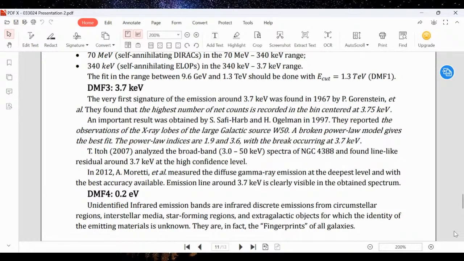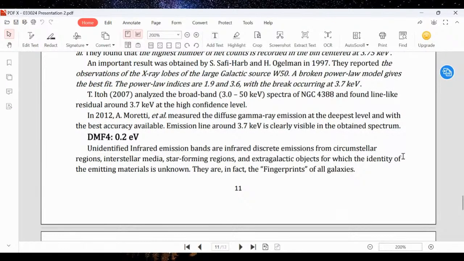Ito analyzed the broadband 3 to 550 kiloelectron volt spectra of NGC 4388 and found a line-like residual around 3.7 kiloelectron volts at the high confidence level. In 2012, Moretti et al. measured the diffuse gamma-ray emission at the deepest level and with the best accuracy available. The emission line around 3.7 kiloelectron volts is clearly visible in the obtained spectrum.